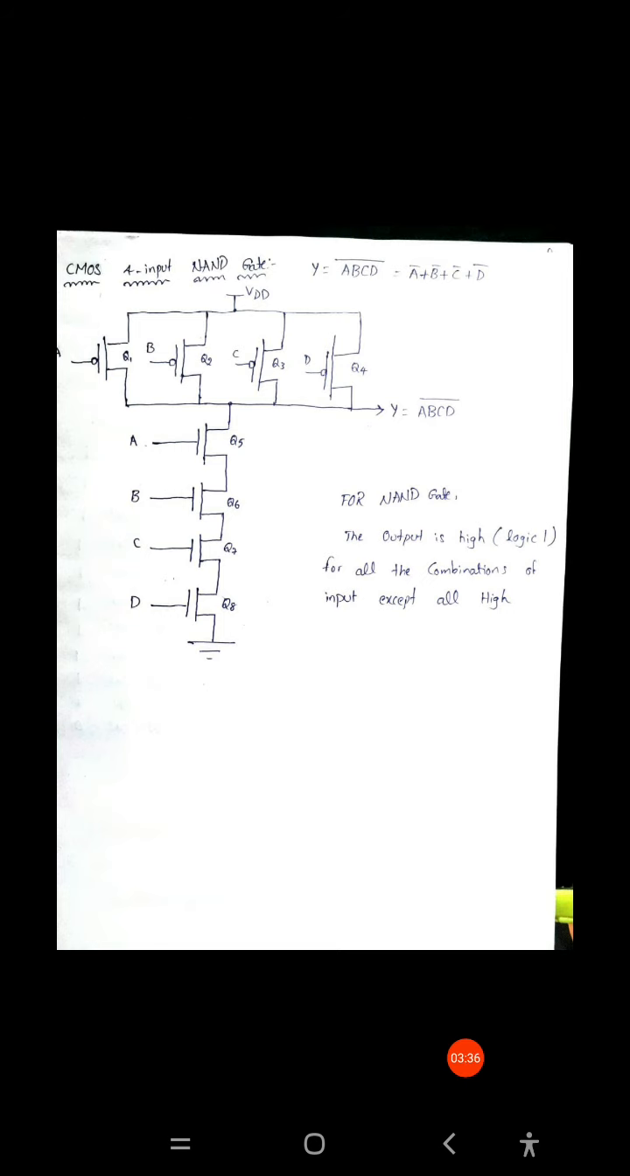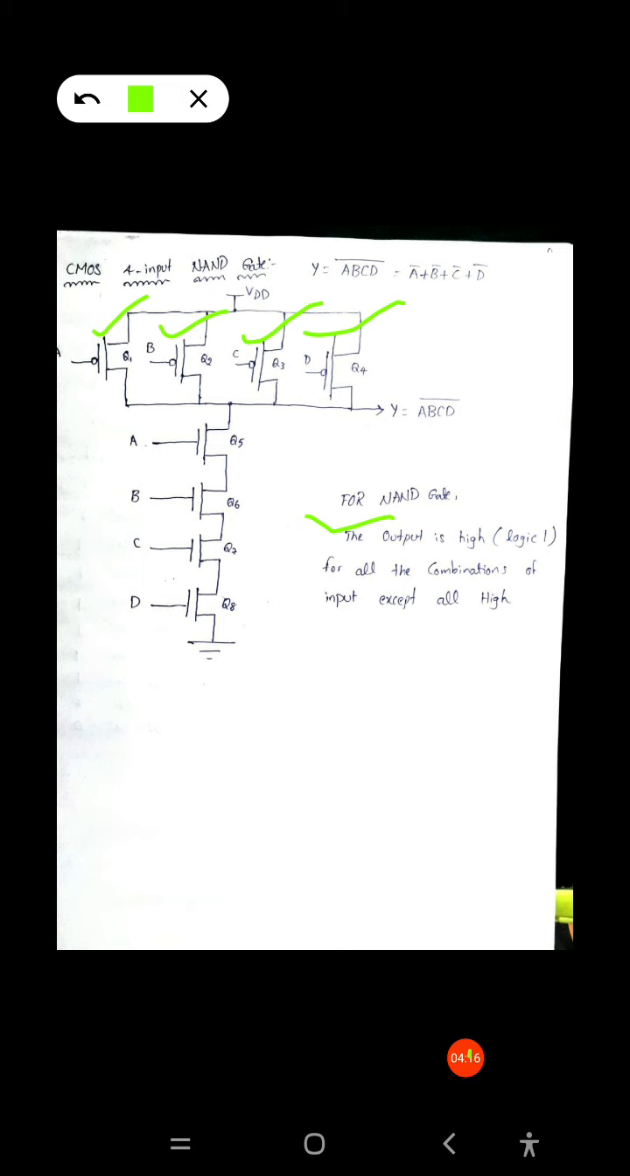For the NAND gate, the Boolean expression is Y equal to (ABCD) whole bar, and by using De Morgan's theorem we can write it as A bar plus B bar plus C bar plus D bar. Next, for this NAND gate the output is high, that is logic 1, for almost all the combinations. Here we have 4 input variables, so we get 16 possible conditions.